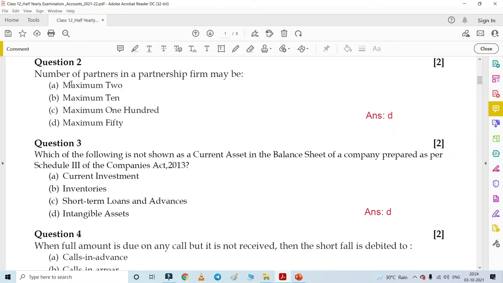The next question is: the number of partners in a partnership firm may be maximum 2, maximum 10, maximum 100, or maximum 50. The correct option is B, that is maximum 50.